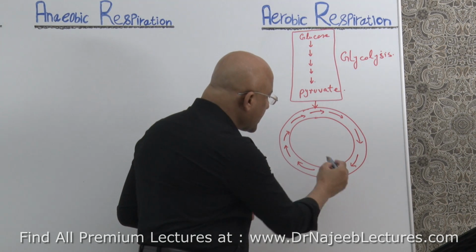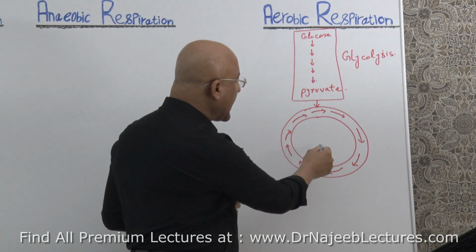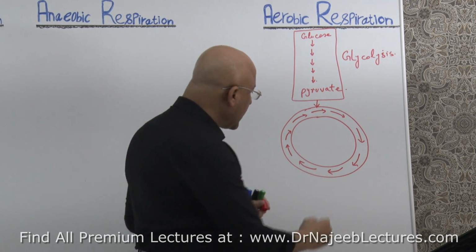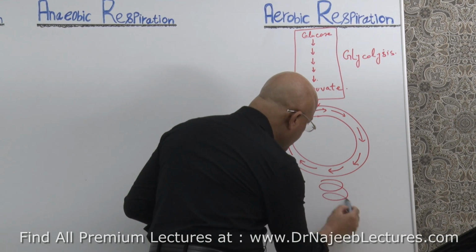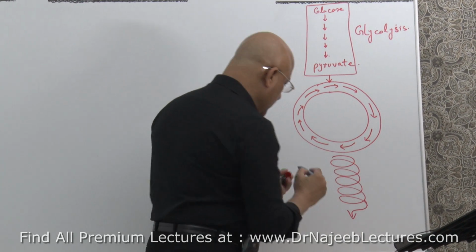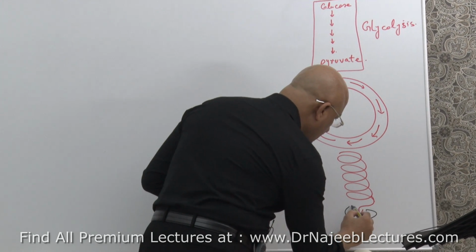Now after that, electrons which are released from the breakdown of glucose and its breakdown products are taken to what is this? The electron transport chain, and eventually they will be going to the final electron acceptor, right?